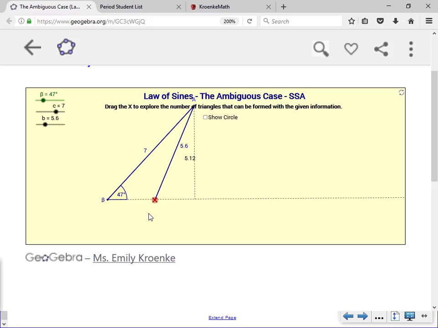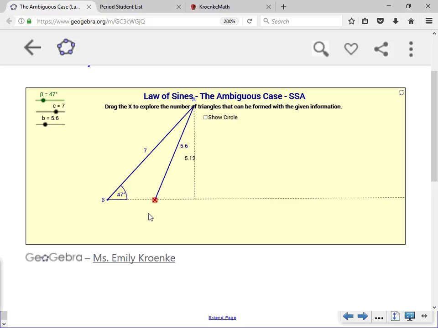It has an angle B of 47 degrees, it has a side length 7, and it has a side of 5.6. So I'm not changing any of those pieces of information that were given to me, but I'm now creating two triangles. So here's the deal with ambiguous case. You could have no triangle at all. You could have one triangle, or you could have two triangles.